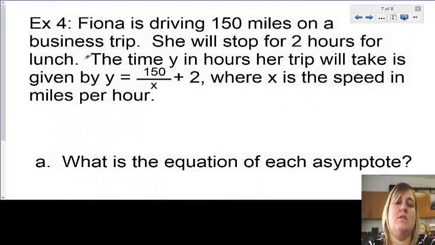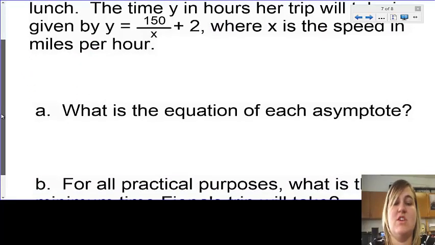Okay, so it says Fiona is driving 150 miles on a business trip. She will stop for 2 hours for lunch. The time y in hours her trip will take is given by y equals 150 over x plus 2, where x is the speed in miles per hour. It says, what is the equation of each asymptote?